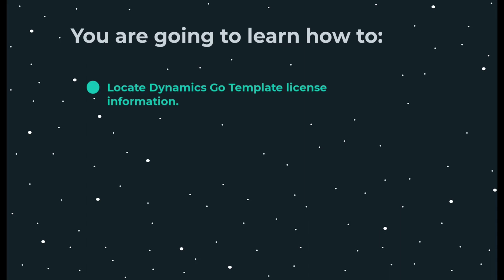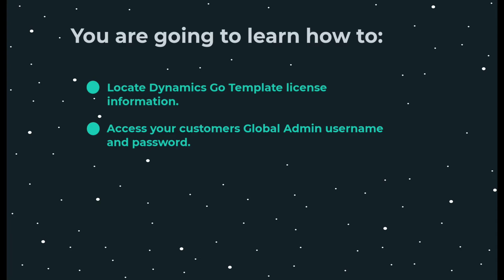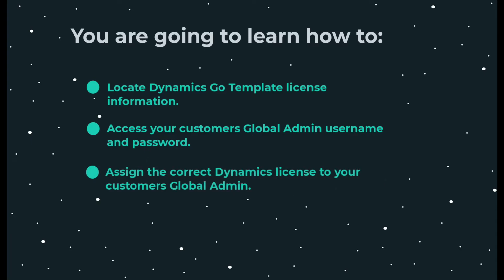By the end of this video, you should be able to locate Dynamics Go template license information, access your customer's global admin username and password details, assign the correct Dynamics license to your customer's global admin, and access your customer's Dynamics environment URL.